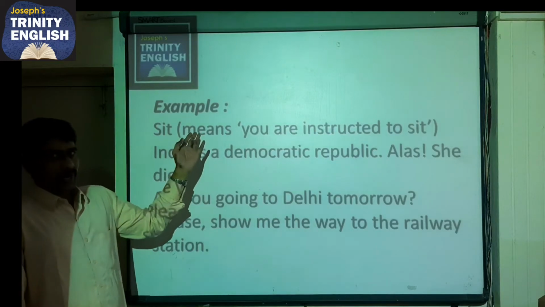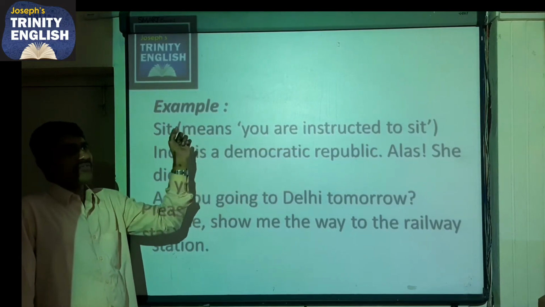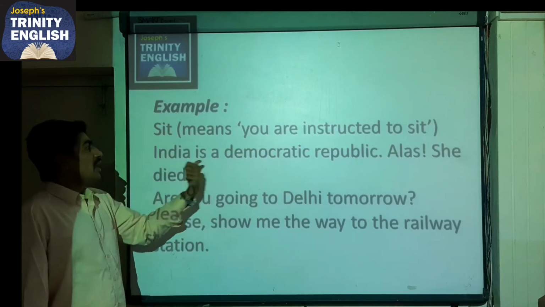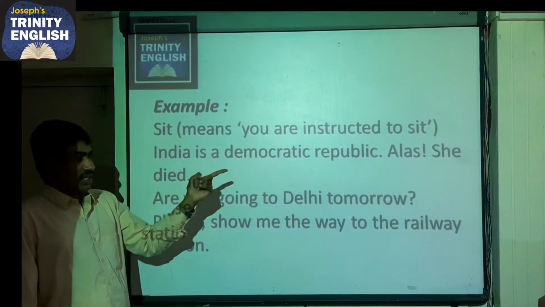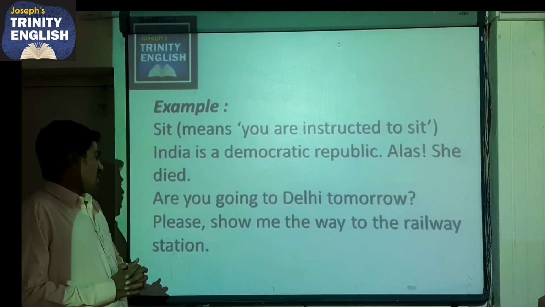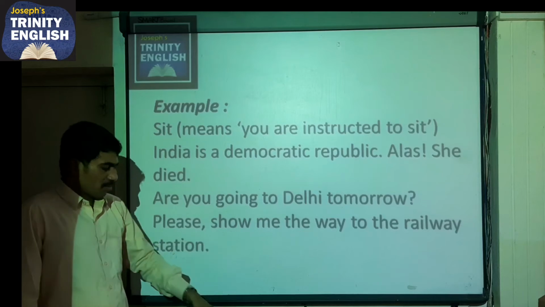And examples: if you look at this, Sit means you are instructed to sit. Simply within one word we could say the entire meaning. Next, India is a democratic republic. Alas, she is dead. Are you going to Delhi tomorrow? And please show me the way to the railway station. These are the different examples that we have.